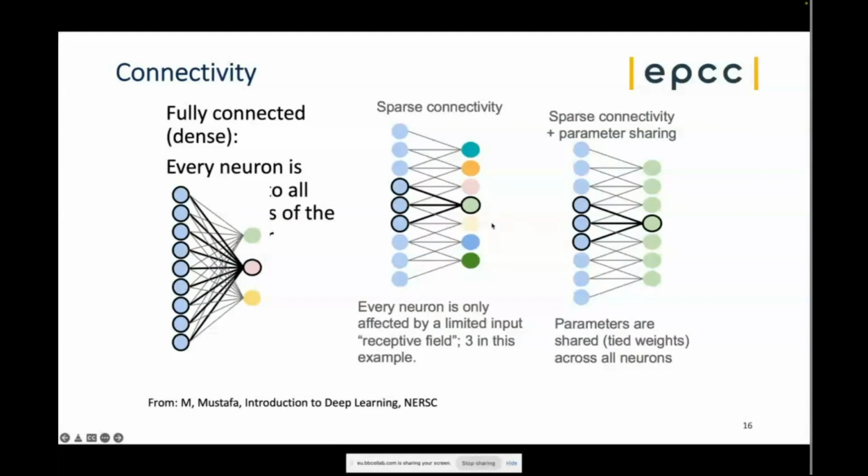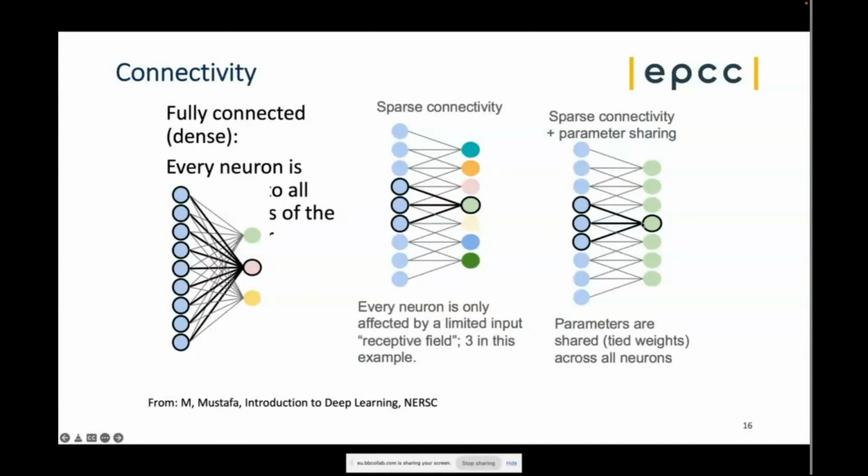So every neuron is only affected by a limited input, which is sometimes called the receptive field. So 3 in this case. Another thing that's sometimes done in CNN is that some of the parameters, the weights of these edges, are tied across multiple neurons. So, in fact, this is often done in CNNs.